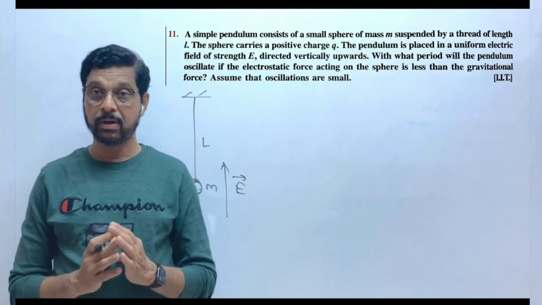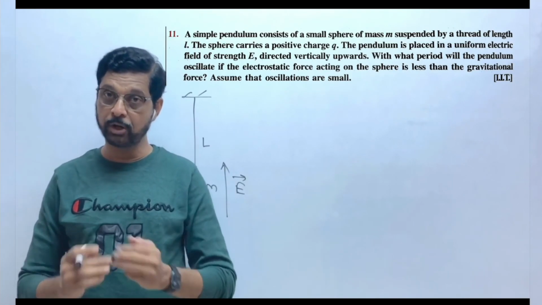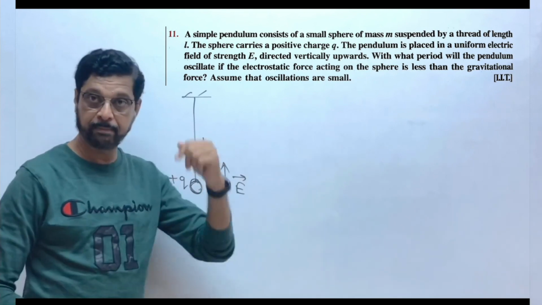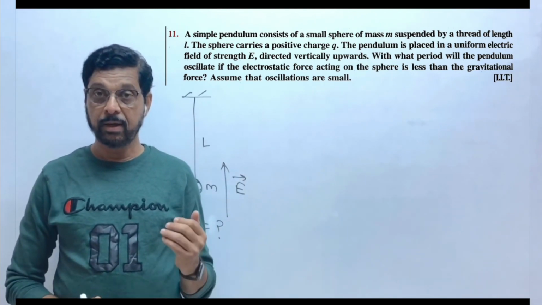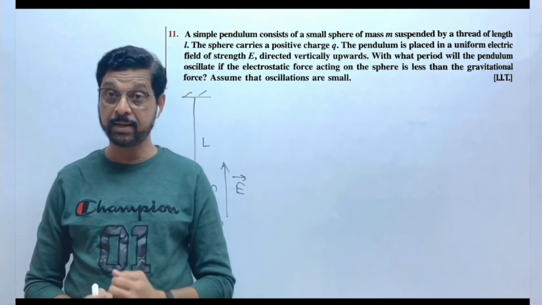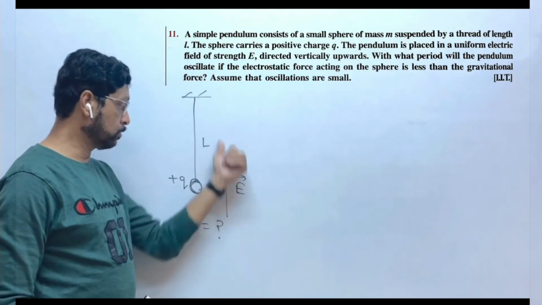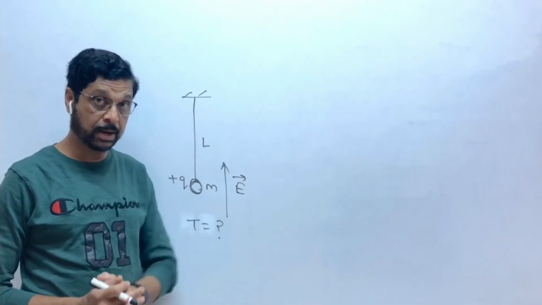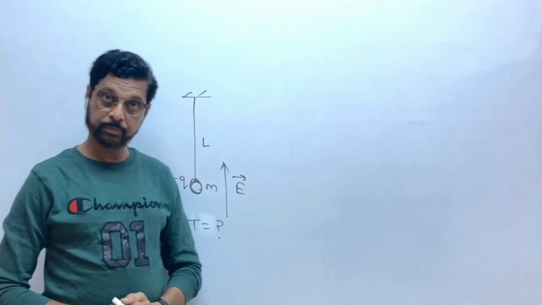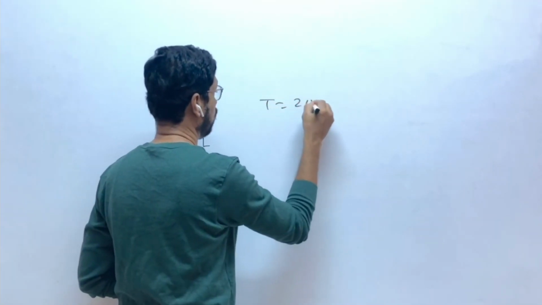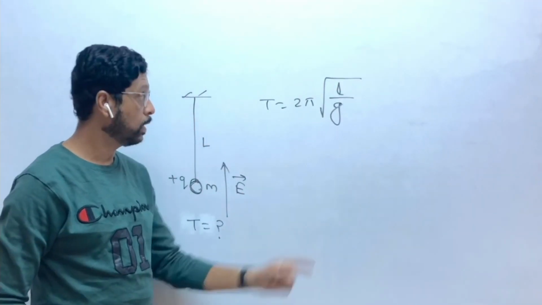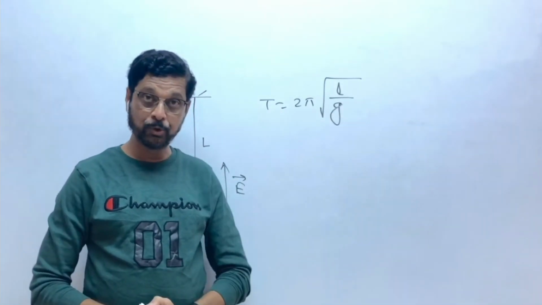With what period will the pendulum oscillate? What will be the periodic time of oscillation of this pendulum? It will oscillate if the electrostatic force acting on the sphere is less than the gravitational force. मतलब जो electrostatic force है वो gravitational force से कम है. So what will be the period of oscillation? For a simple pendulum, the period of oscillation is 2 pi under root L by g. Direct formula. g is the acceleration due to gravity.